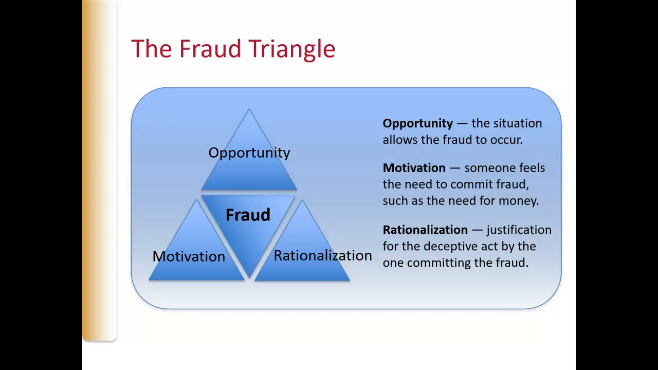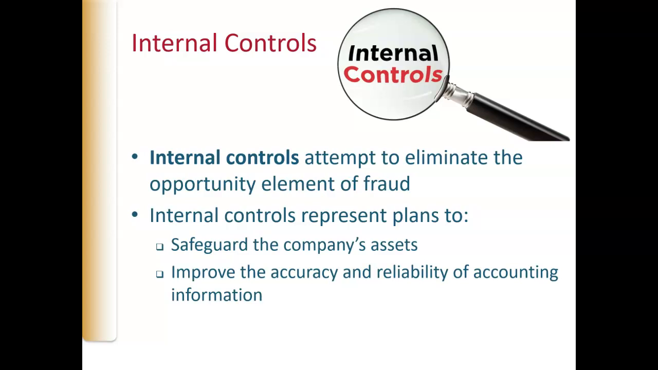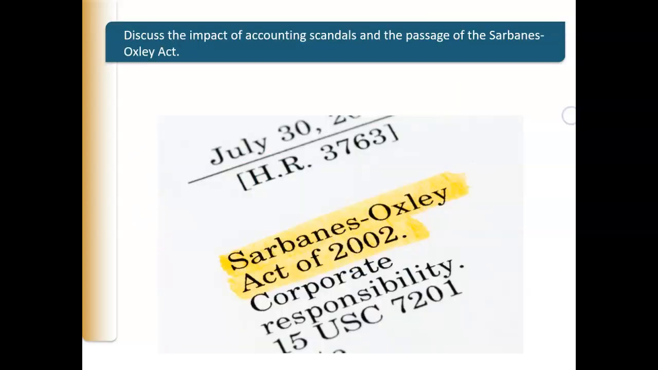For fraud to occur, all three have to be in place. But the only one that the employer can control is the opportunity. So it can't even happen. Okay? Internal controls attempt to eliminate the opportunity element of fraud. And the goal with internal controls is to protect or safeguard the company's assets and to improve the accuracy and the reliability of accounting information. That is why we have internal controls. Safeguarding the assets and helping to improve the reliability and accuracy of the accounting information that's being put out.